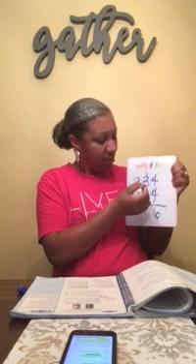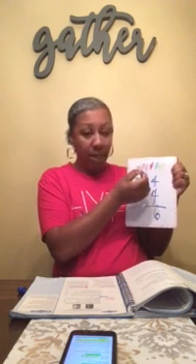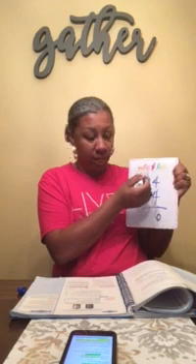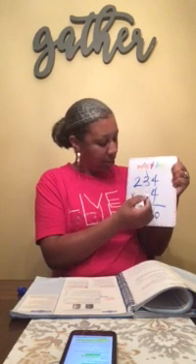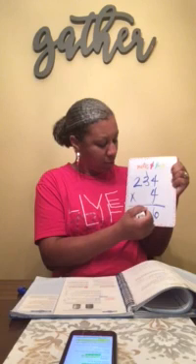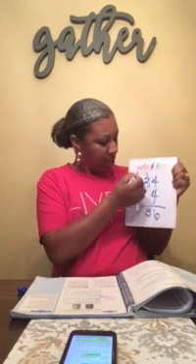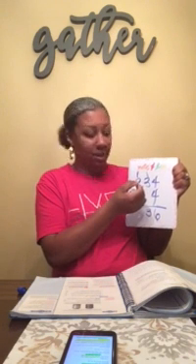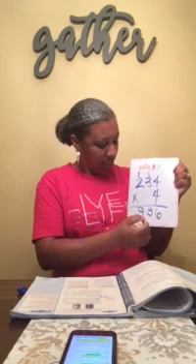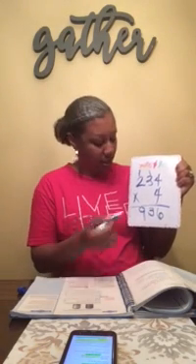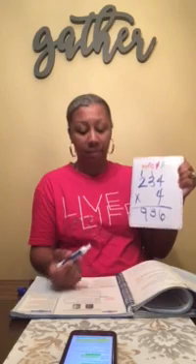Then you say 4 times 3 is 12 plus 1. Whatever you carry, you always add. So 4 times 3 is 12 plus 1 is 13. Carry your 1. 4 times 2 is 8 plus 1 is 9. And you get 936. All right. So that's it for group 1.